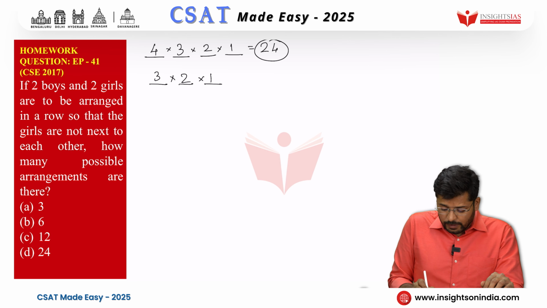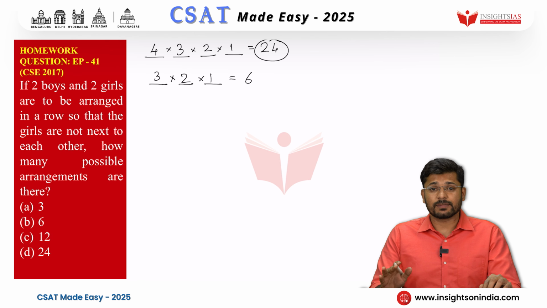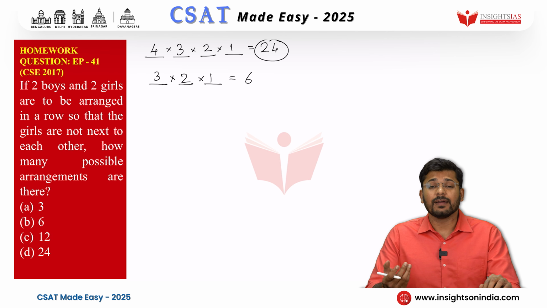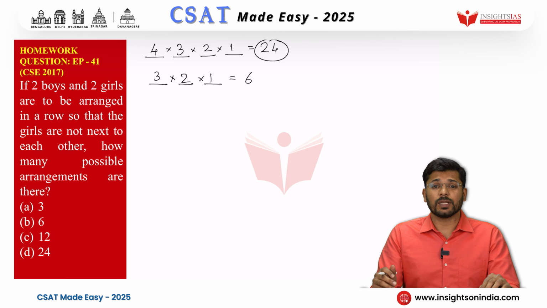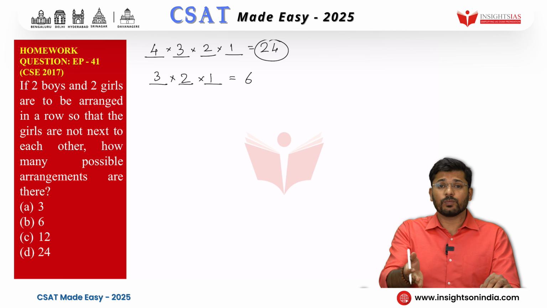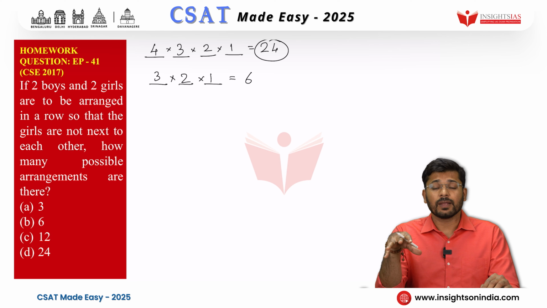So you can arrange them in 6 ways, such that the girls are always together. However, the girls can be interchanged among themselves, right? Girl 1, girl 2, girl 2, girl 1. In all the 6 ways in which you can arrange them, there will be another way.